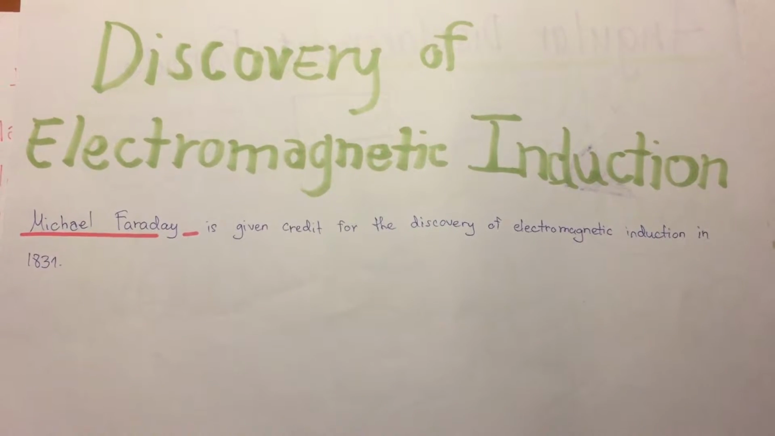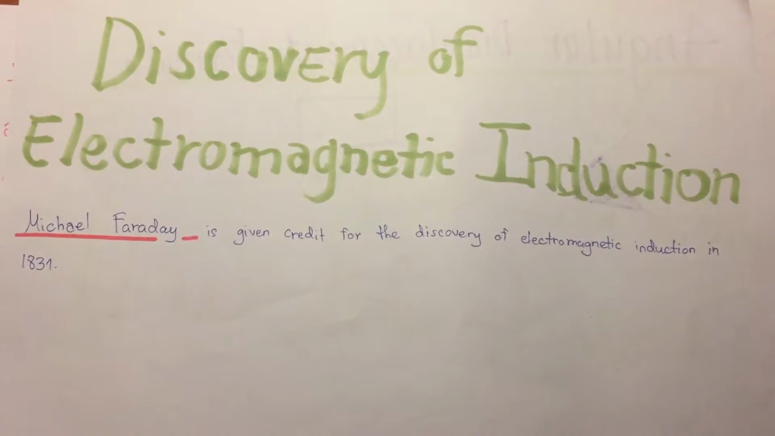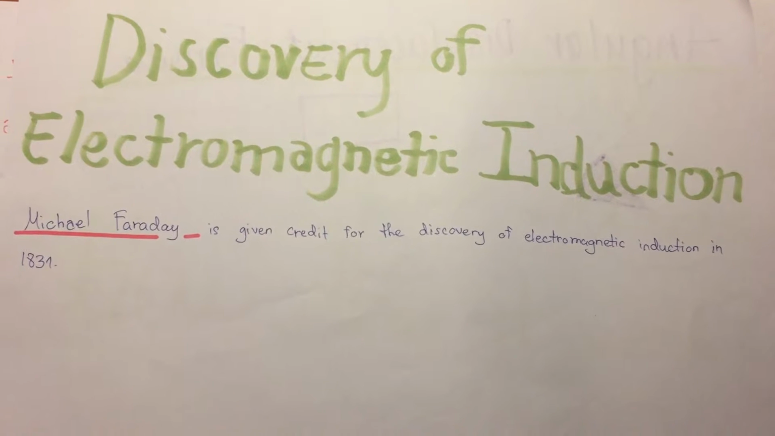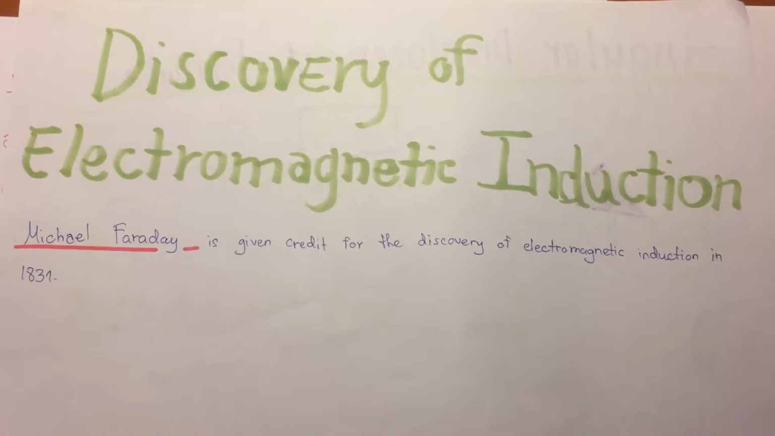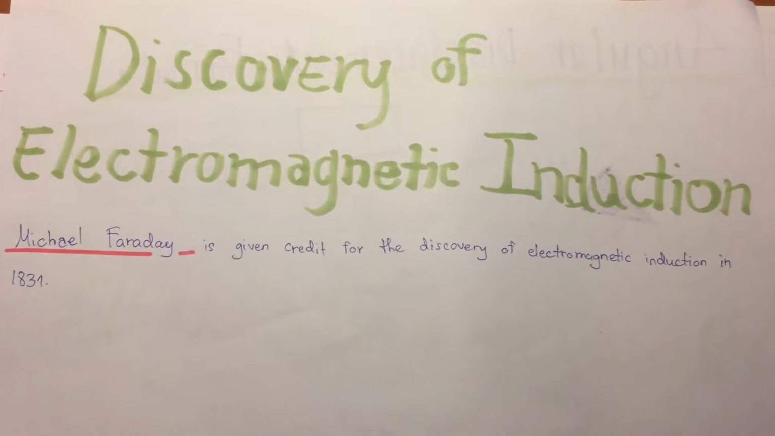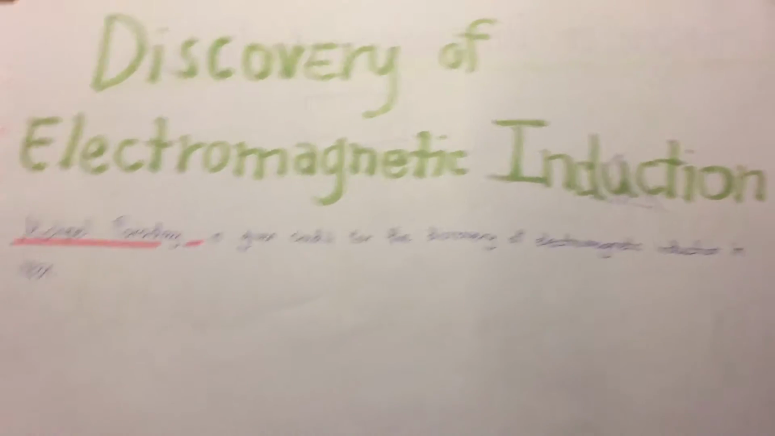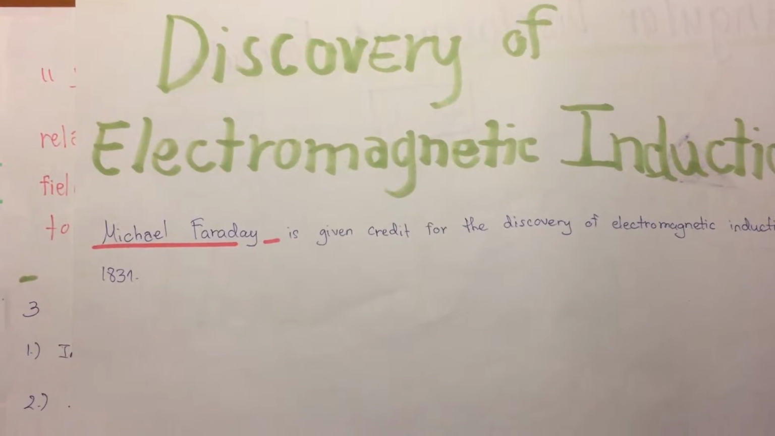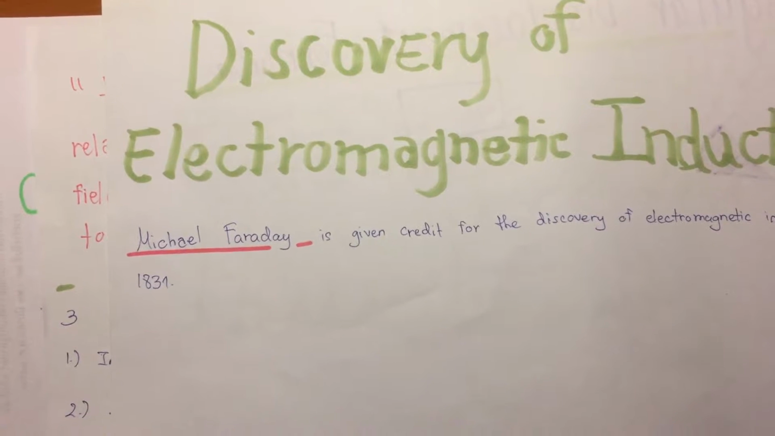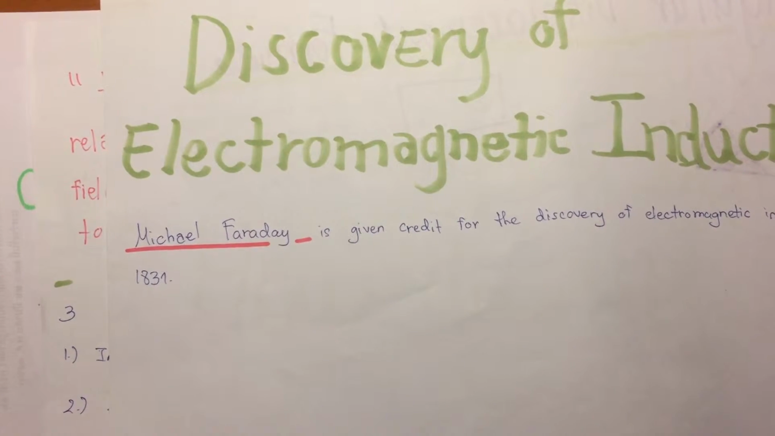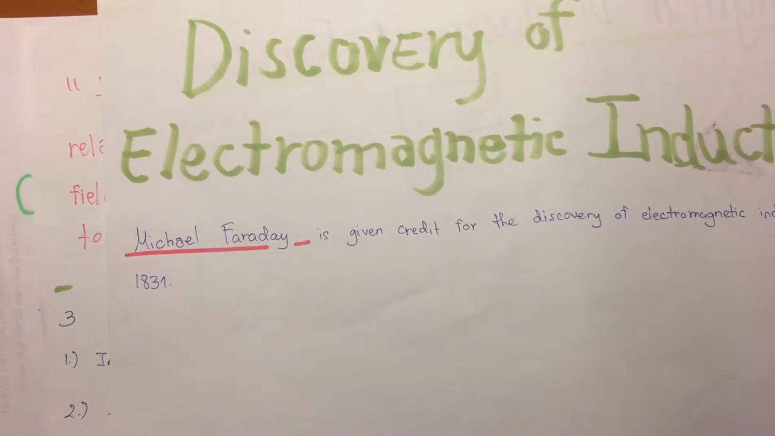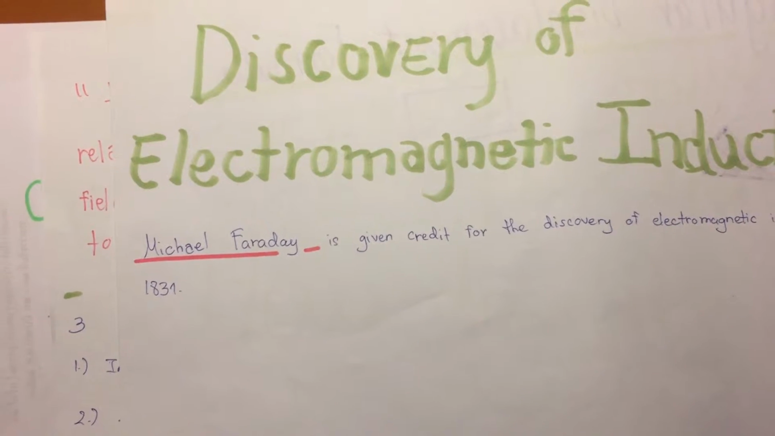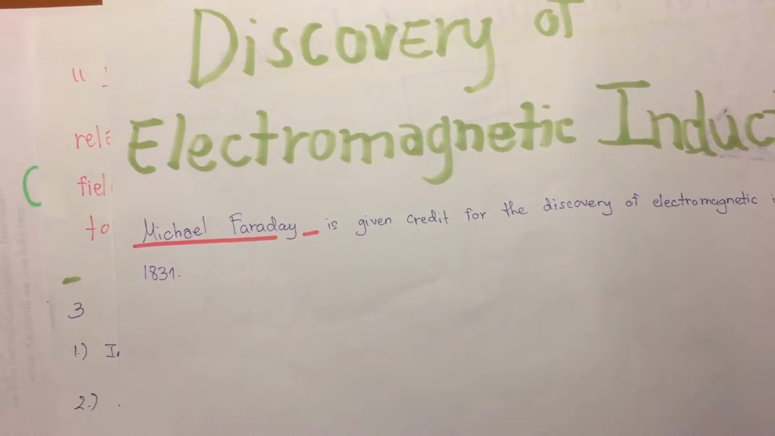Discovery of electromagnetic induction. The first one who discovered electromagnetic induction was Michael Faraday. He is given credit for the discovery of electromagnetic induction in 1831. Faraday noticed that when he moved a permanent magnet in and out of a coil or a single loop of wire, it induced an electromotive force or EMF, in other words, a voltage, and therefore current was produced.